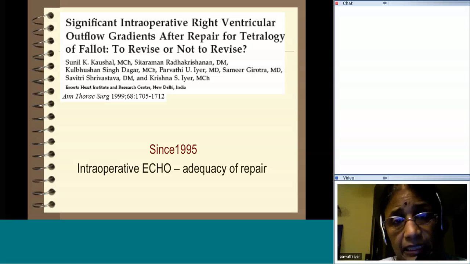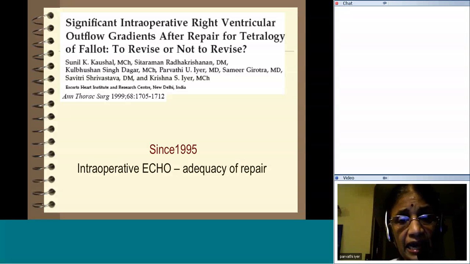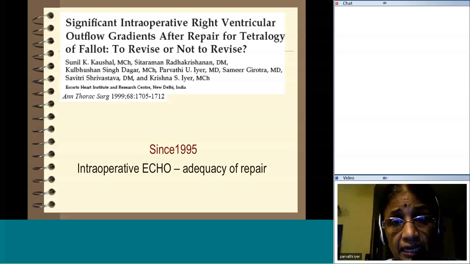And this is best done by doing intraoperative echoes, either in the form of a TEE or an epicardial echo, both to look at the adequacy of repair and to assess whether the residual right ventricular outflow tract gradient is dynamic or fixed. Fixed residual outflow gradients need to be addressed and repaired. But if it is dynamic, which means that in diastole the muscles relax, in that case it is very important not to excise the excess muscle from the right ventricular outflow tract.